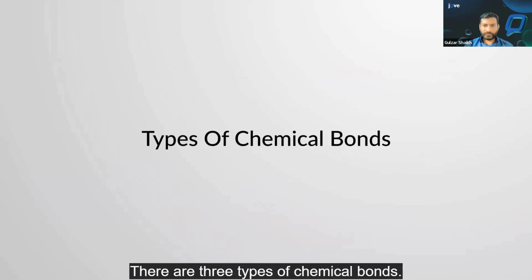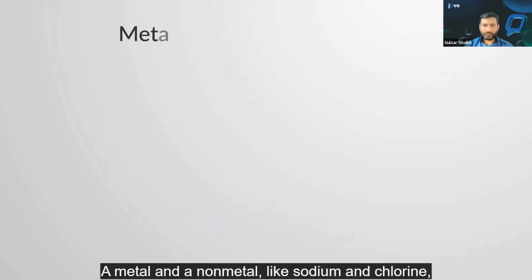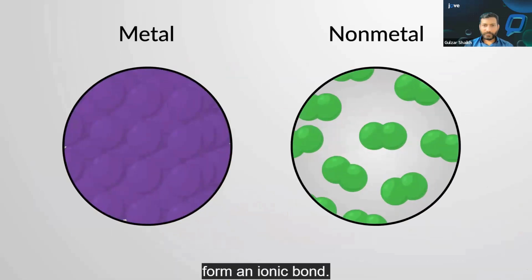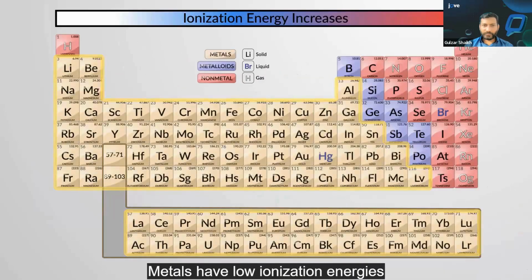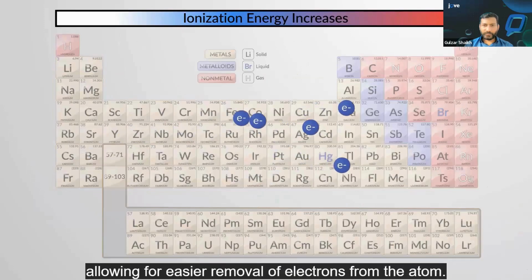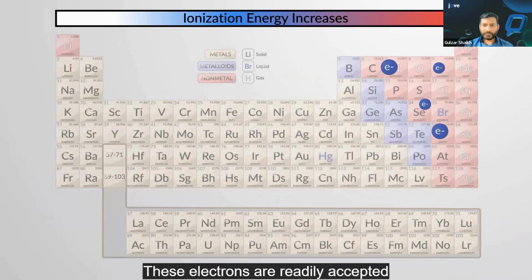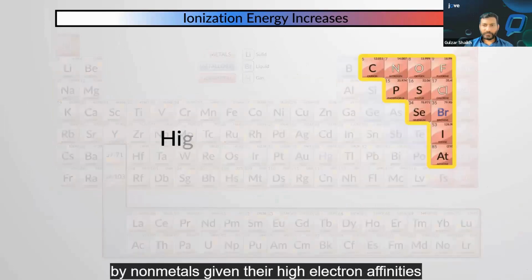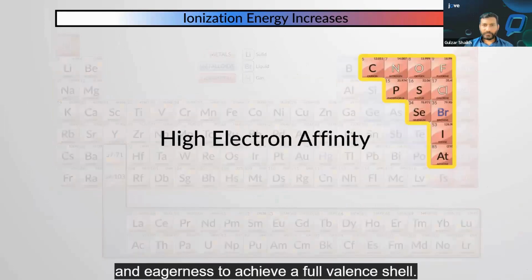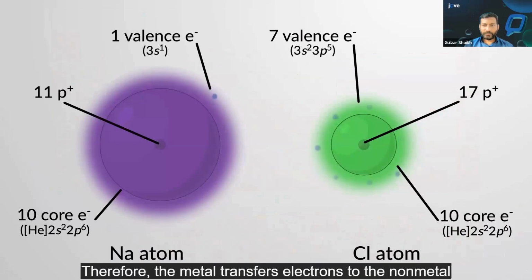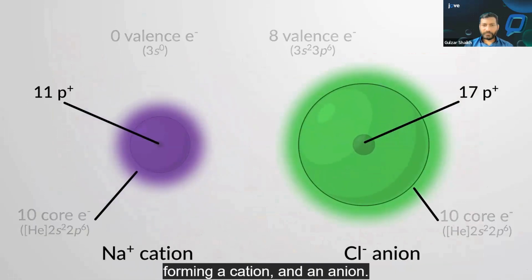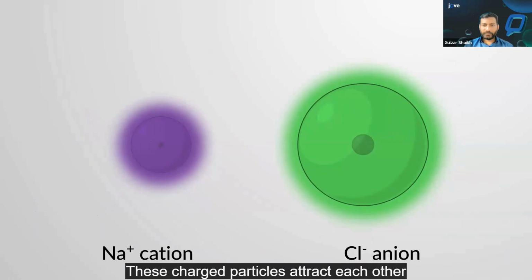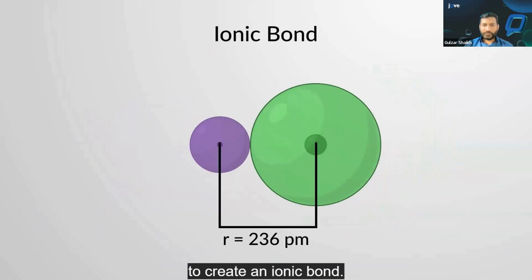There are three types of chemical bonds. A metal and a nonmetal, like sodium and chlorine, form an ionic bond. Metals have low ionization energies, allowing for easier removal of electrons from the atom. These electrons are readily accepted by nonmetals given their high electron affinities and eagerness to achieve a full valence shell. Therefore, the metal transfers electrons to the nonmetal, forming a cation and an anion. These charged particles attract each other to create an ionic bond.